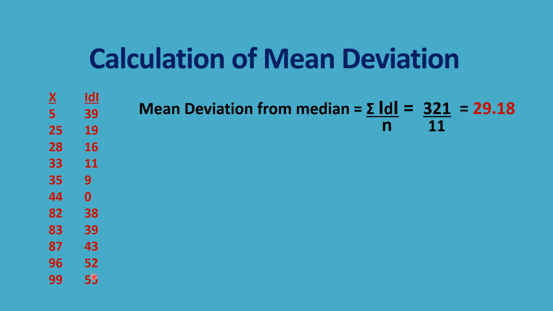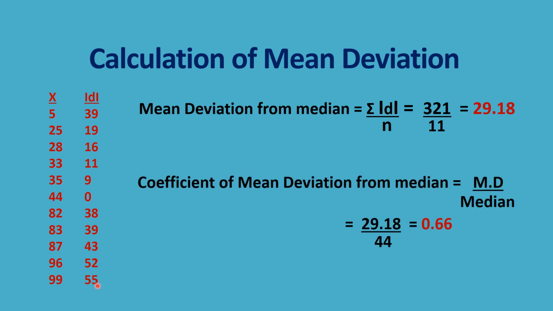And the answer is 29.18. And then the coefficient of mean deviation from the median. Since we have calculated this mean deviation from median, we have to divide the mean deviation by median. This 29.18 divided by median 44, that is equal to 0.66.